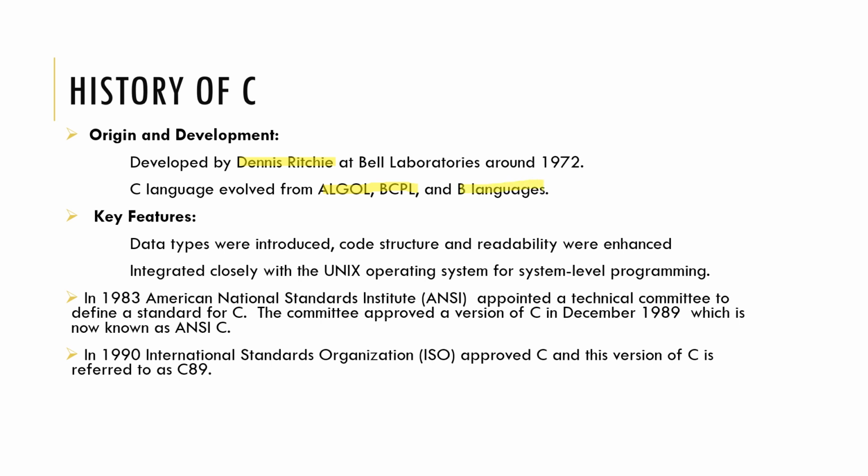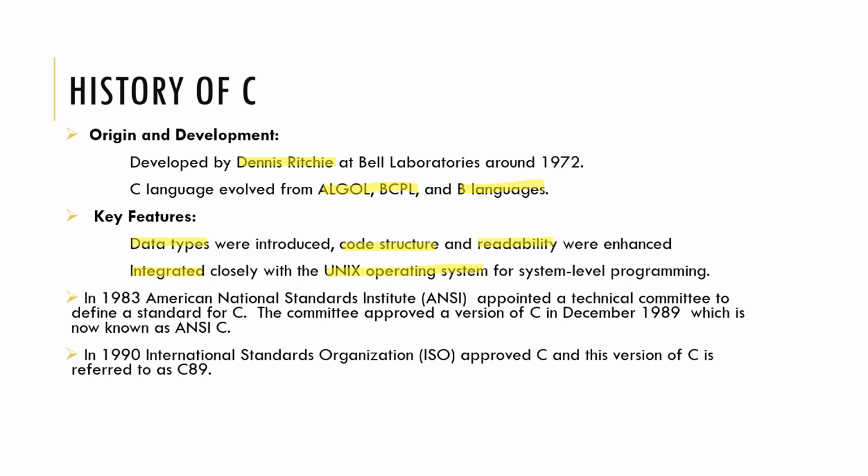Some key features of C language are here. Data types were introduced that help programmers to understand and manipulate the different types of data. The code structure and readability were enhanced, which helps the programmer to easily understand the structure of the code. The C language integrates closely with the UNIX operating system, which helps with system level programming.